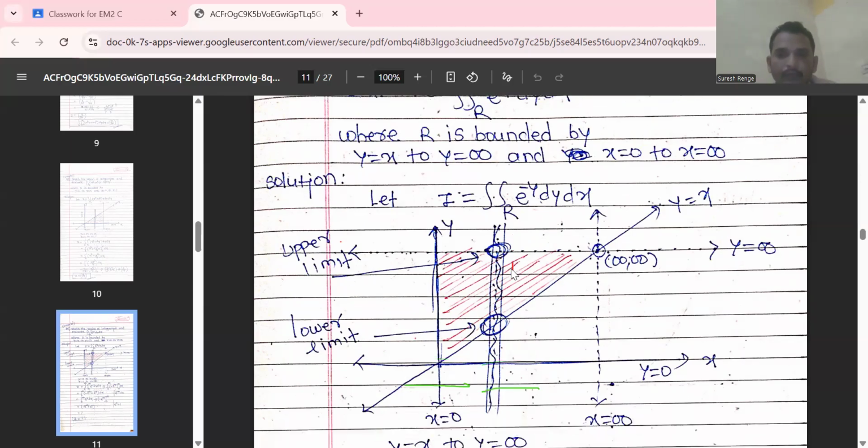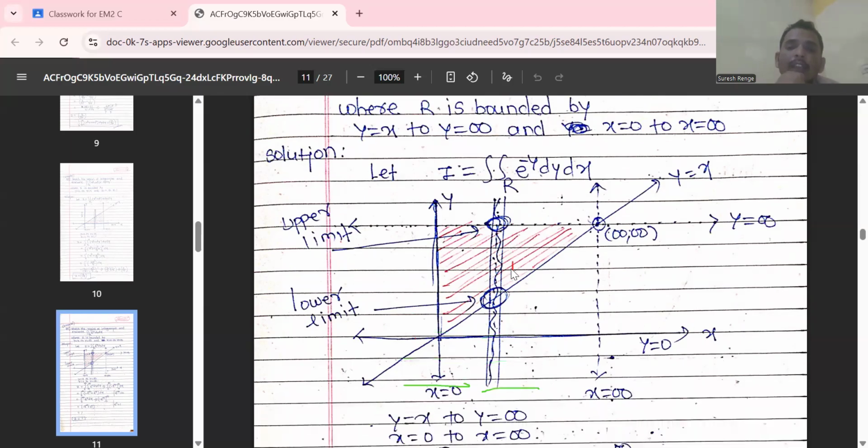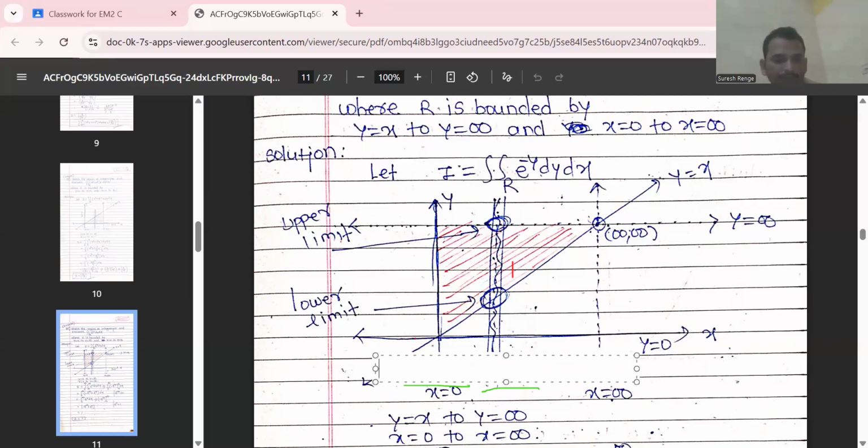ओके, नाउ स्केच करना है. व्हाट इज y इज इक्वल टू x? y इज इक्वल टू x मींस this is a line, the lower limit for y. This is we are drawing, this is line, this is nothing but equal to L1. L1 is a line, y is equal to x. This is a lower limit for y.